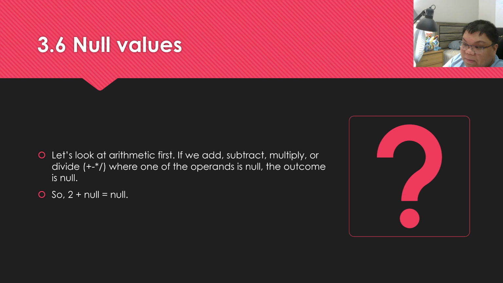If we add, subtract, multiply, or divide, and one of the operands is null, the outcome is also null. And that's because null represents an unknown value, so if we add, subtract, multiply, or divide null with anything, we have an unknown value that we're going to do stuff to that results in an unknown value also. So 2 plus null equals null.